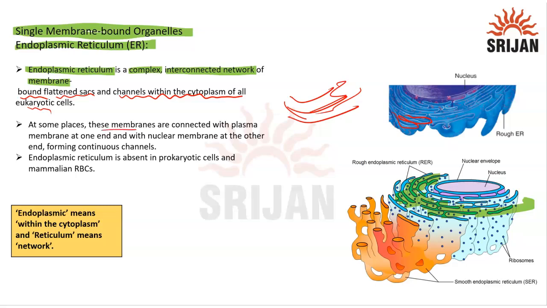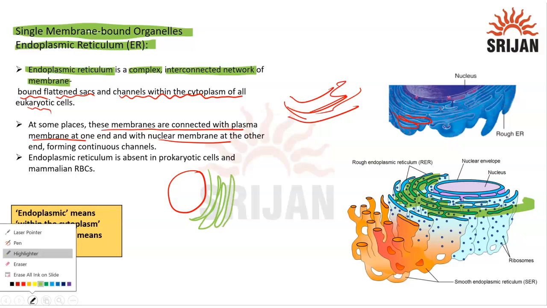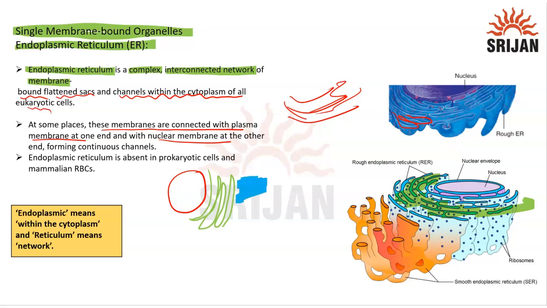At some places, these membranes are connected with the plasma membrane. Also, at some places, they are connected with the nuclear membrane. So if this is a nucleus, after the nucleus what is present? The endoplasmic reticulum is present like this. And over here, in this region, the cytoplasm is present. So the line is saying that the endoplasmic reticulum is connected with the plasma membrane at one end and with the nuclear membrane at the other end.